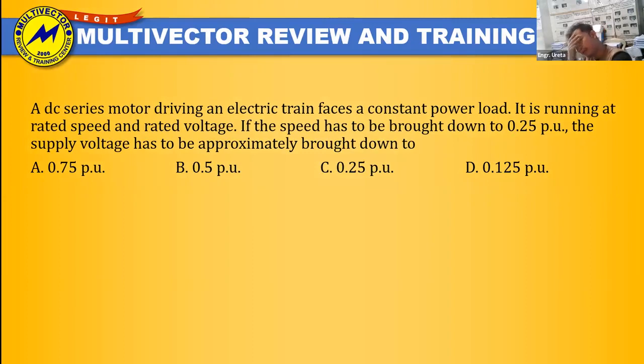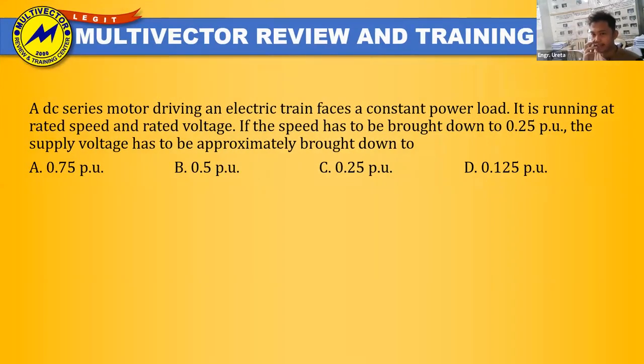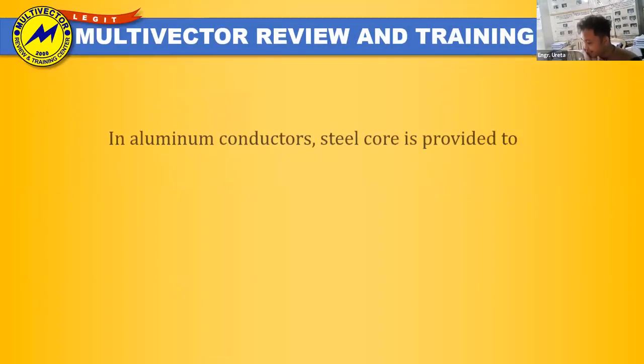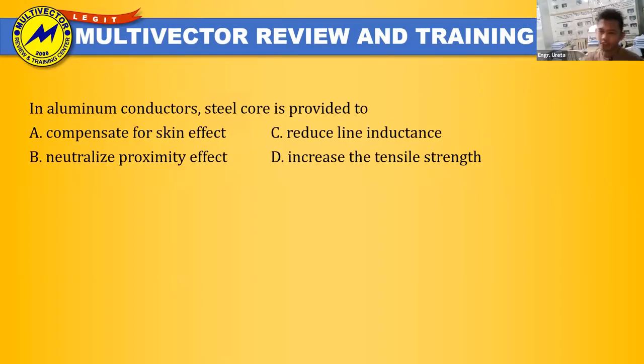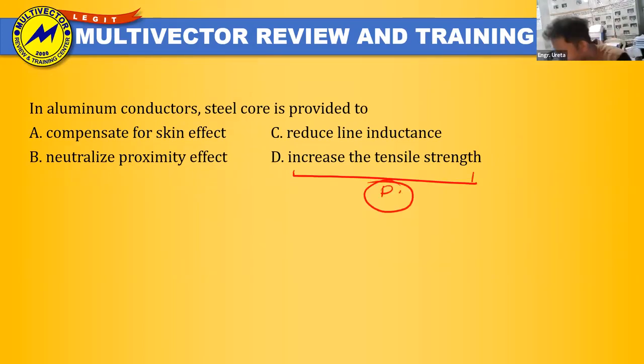Okay? So problem number 89, I mean 90. In aluminum conductors, steel core is provided to increase its tensile strength. Okay? So letter B. Okay? So next.